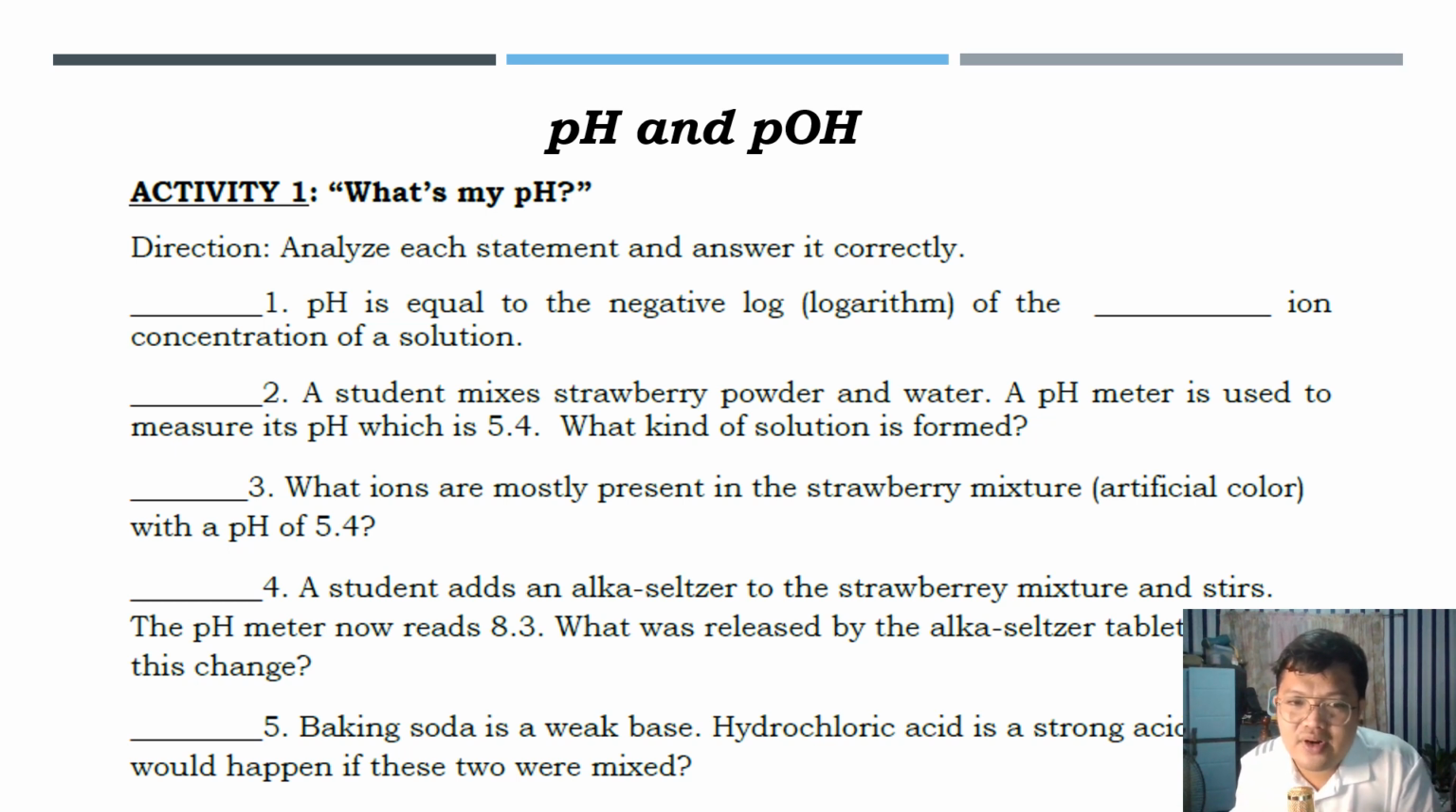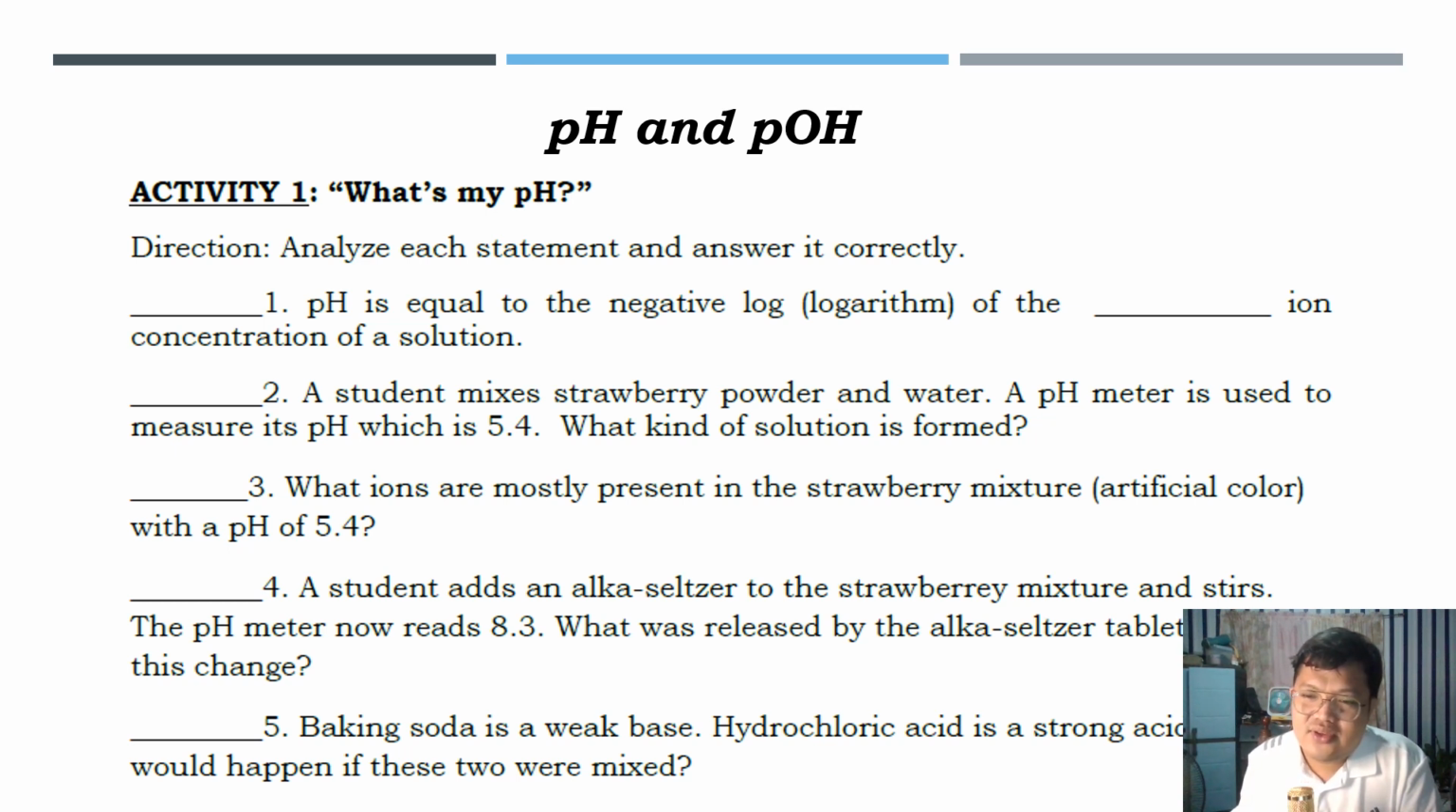And then number 4, a student adds an Alka-Seltzer to the strawberry mixture and stirs. The pH meter now reads 8.3. What was released by the Alka-Seltzer tablet to cause this change? And last, number 5, baking soda is a weak base. Hydrochloric acid is a strong acid. What would happen if these two were mixed?